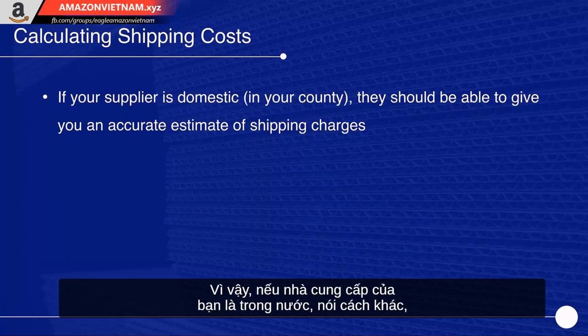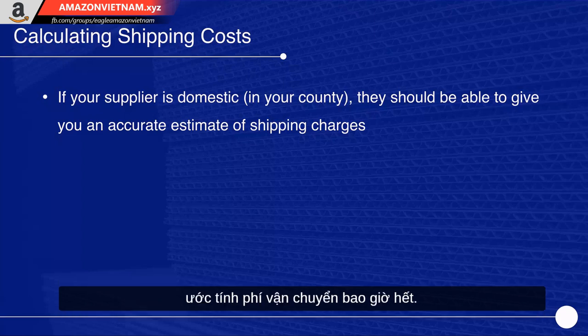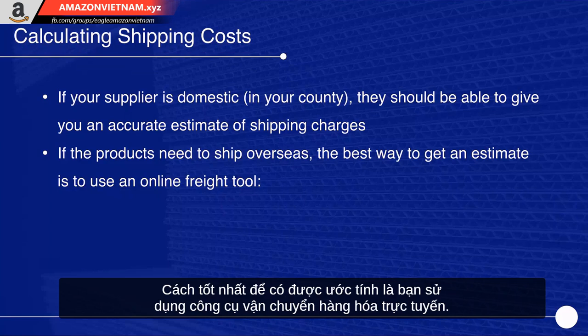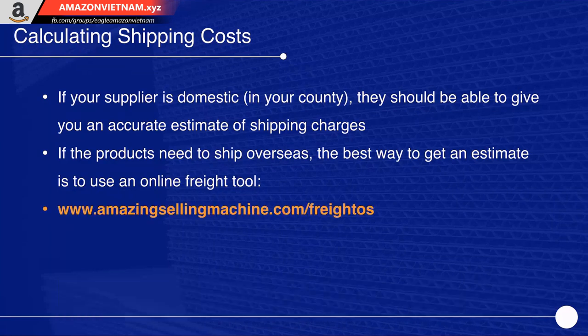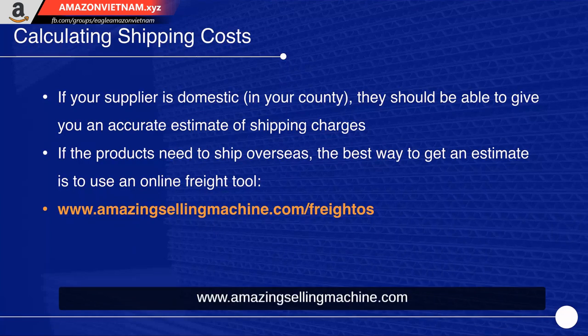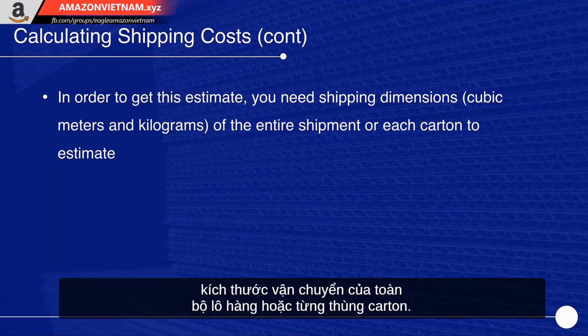So if your supplier is domestic, in other words, in the country where you're going to be selling, they should be able to give you an accurate estimate of shipping charges. If the product needs to ship overseas, the best way to get an estimate is to use an online freight tool. And for that, we're going to use Freightos. And to go there, all you need to do is type in amazingsellermachine.com/Freightos.